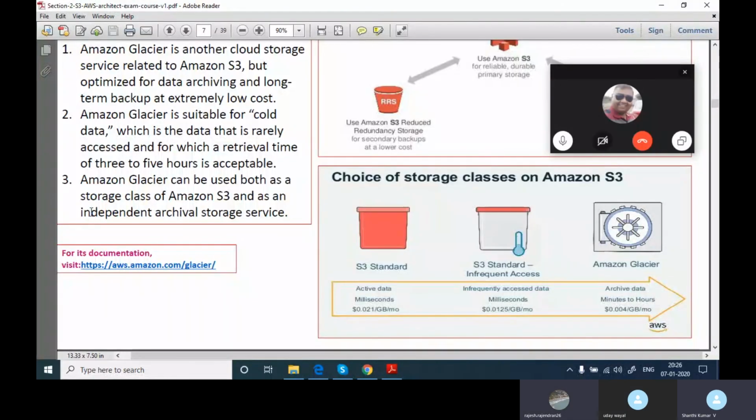You have not shared your screen, sir. One minute, one minute. The call got disconnected. Yes, is the screen clear now?